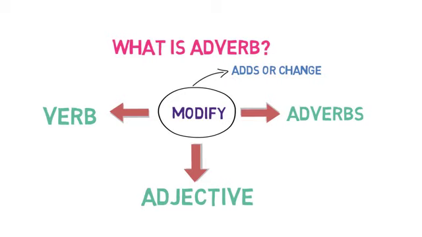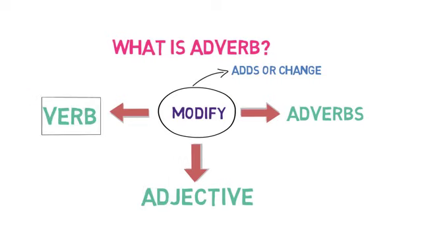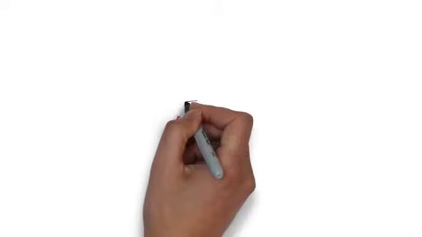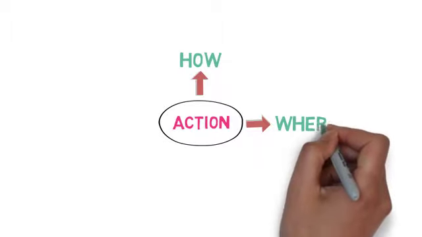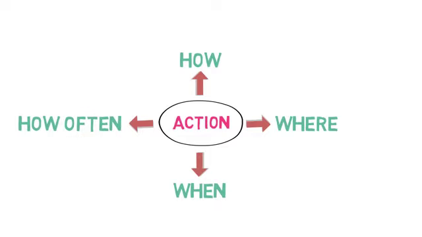How does an adverb modify a verb, or we can say an action performed by the subject? There are 4 ways in which an adverb modifies or describes the action. Firstly, how an action is performed. Secondly, where the action is performed. Third, when the action is performed. And fourth, how often or how frequently the action that we are talking about is performed. Now let's see some examples of each.